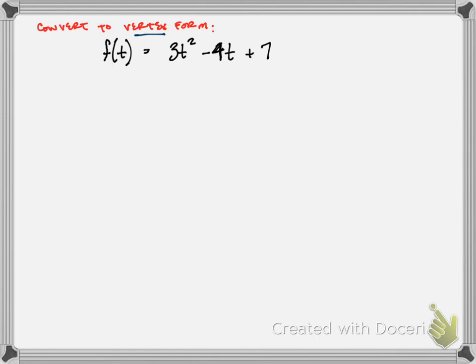First thing you need to remember is if this lead coefficient is not a 1, then you're going to want to factor it out from your entire function. So if I pull out a 3, then I'm left with t squared minus 4/3 t plus 7/3.